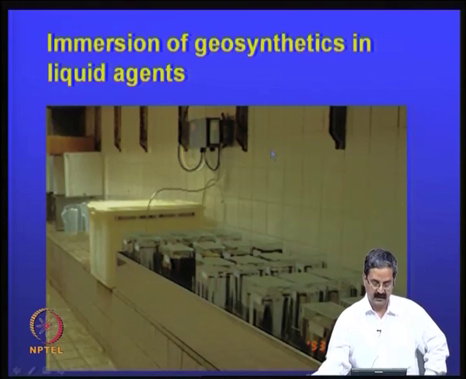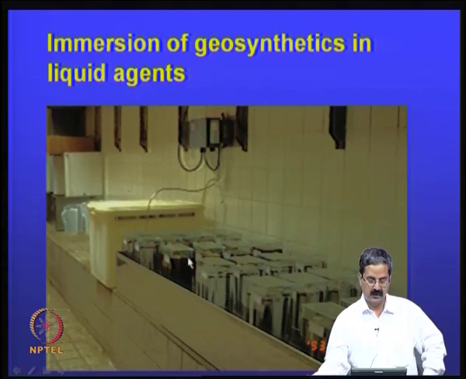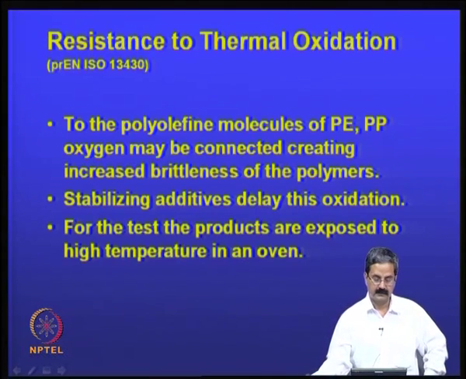Say for example, what people do is that they try to put the same material in different containers in different liquid agents and test them at different times. This is one type of test in which one can identify their properties. This is one simple test.